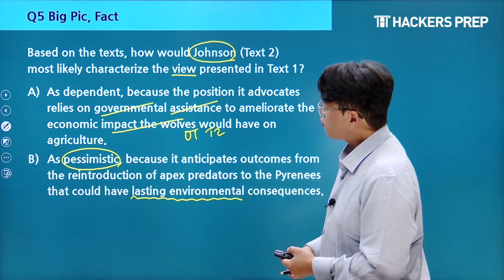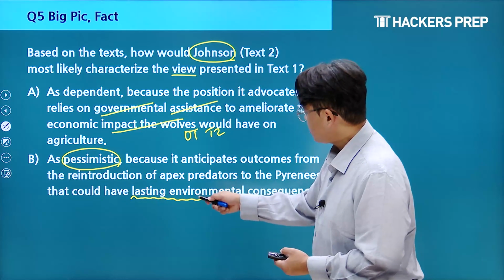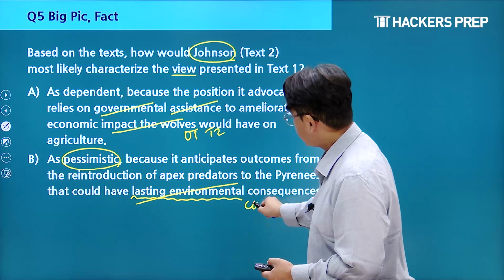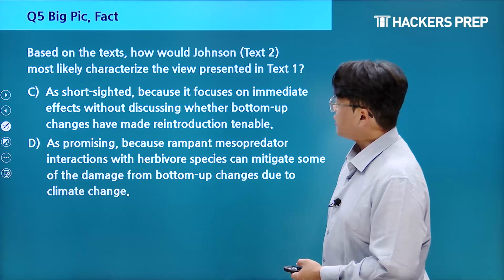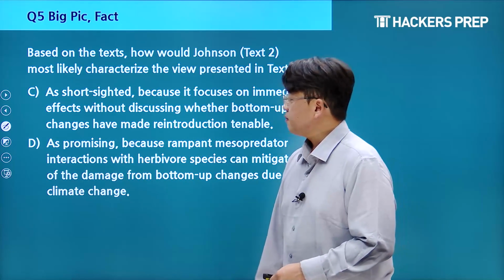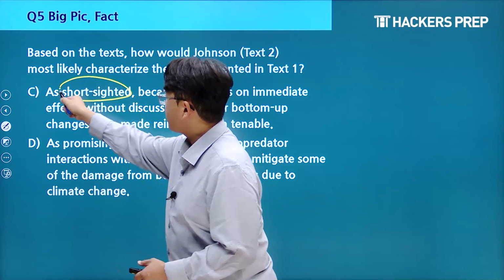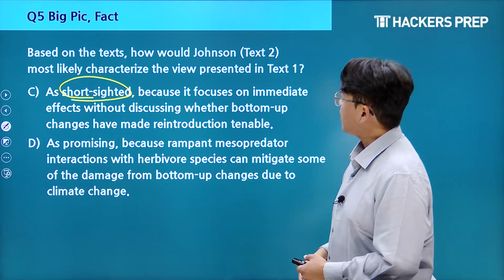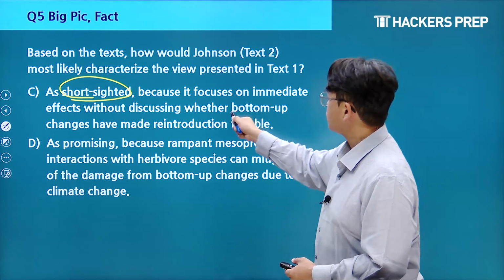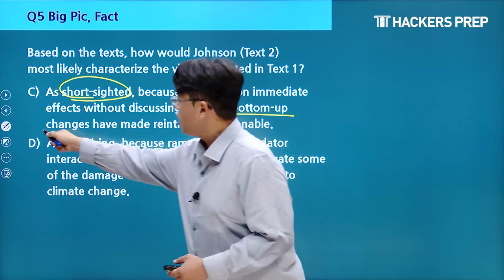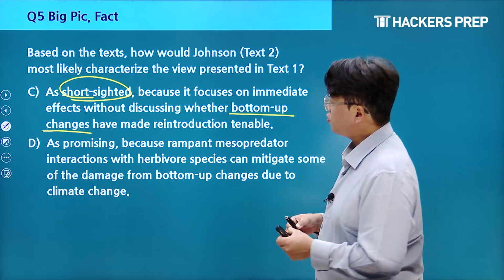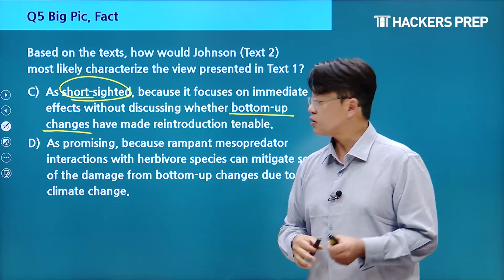So B misrepresents text 2. This last part of the answer choice, although it has the right tone, would contradict text 2. Let's look at C. As short-sighted, all right, that also carries a negative tone, because it focuses on immediate effects without discussing whether bottom-up changes. And remember, bottom-up changes are one of the factors mentioned in text 2. So that's focused on the right content, okay?